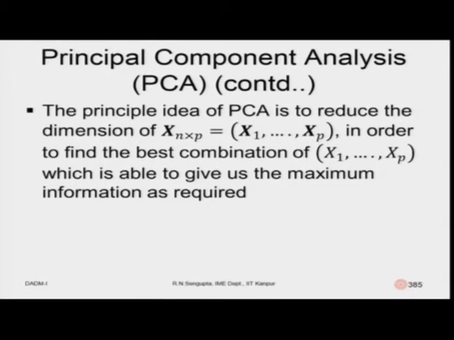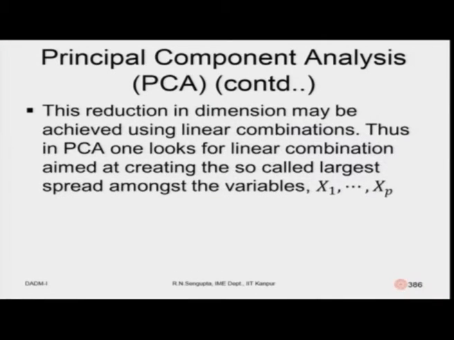Now, we want to find the best combinations of them, that means we want to combine them in such a way that they will give us the maximum information required, depending on the dependent structure. This reduction in dimension or dimensionality may be achieved using linear combinations. We are considering linear combinations of these random variables only, no non-linear combinations.